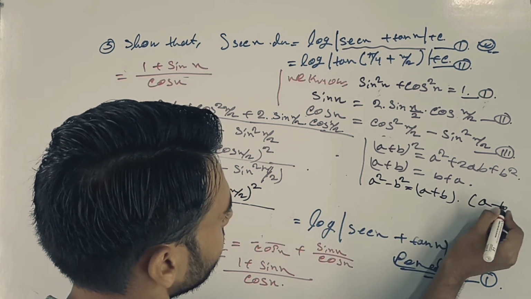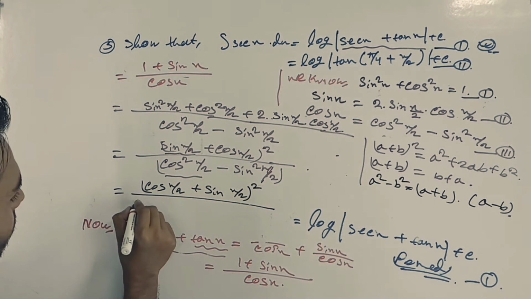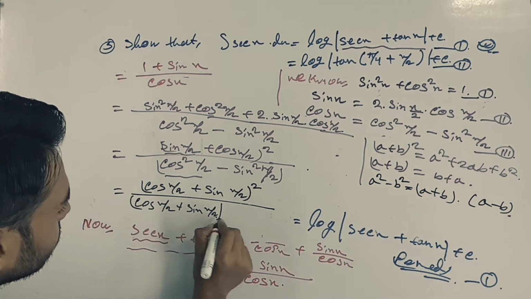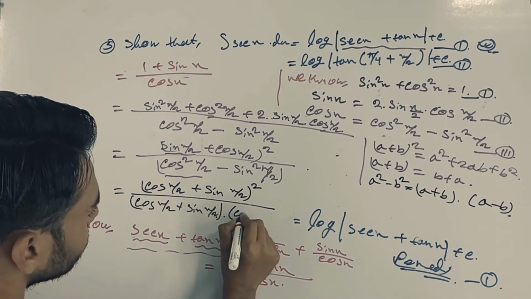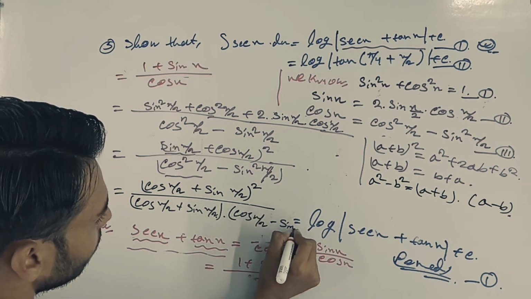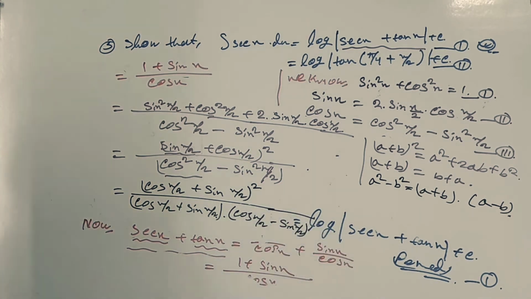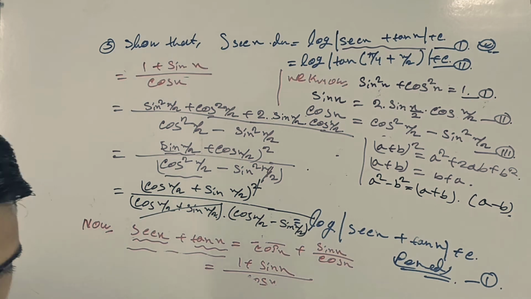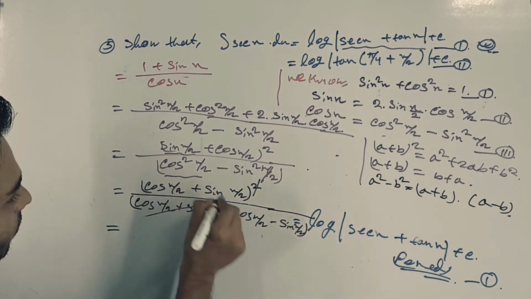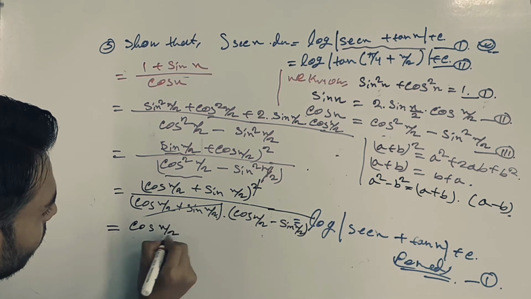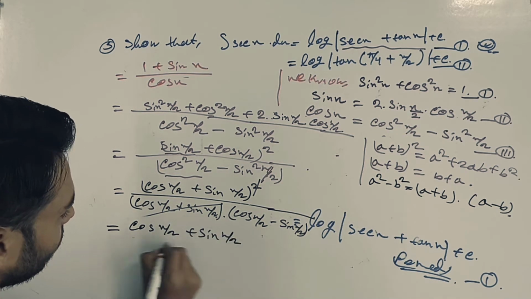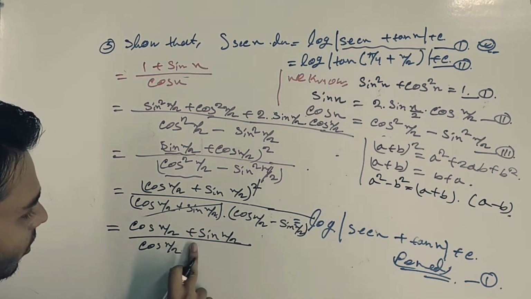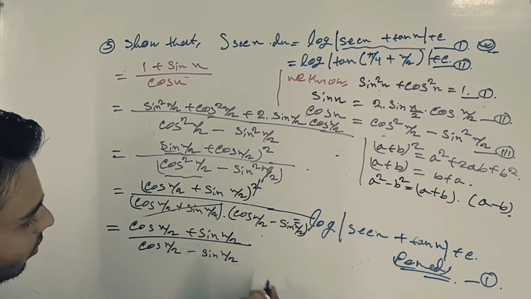We know from classical algebra, from our childhood, that a² − b² equals (a + b) times (a − b). So now cos(x/2) + sin(x/2), times cos(x/2) − sin(x/2). Now cancelling out cos(x/2) + sin(x/2), we have the function cos(x/2) + sin(x/2) divided by cos(x/2) − sin(x/2), that's minus sin(x/2).